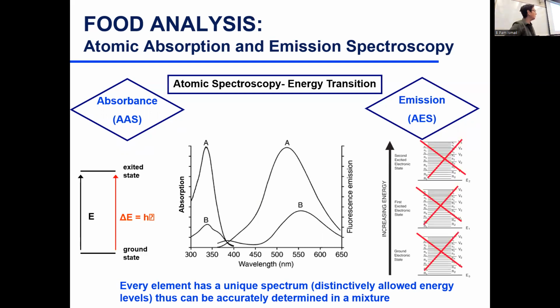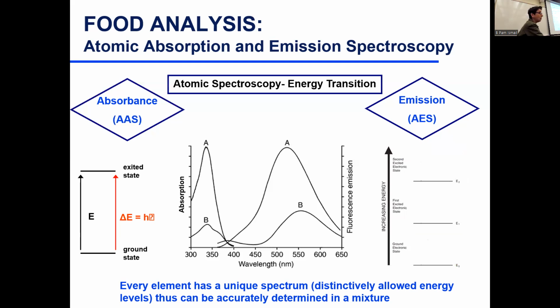And here's just illustrating that you don't have rotational energy, you don't have vibrational energy, because you don't have molecules. You are measuring absorption of atoms in gaseous state. So basically the energy transitions are only electronic energy, and they have to be allowable energy levels. So that's why we select specific wavelength.